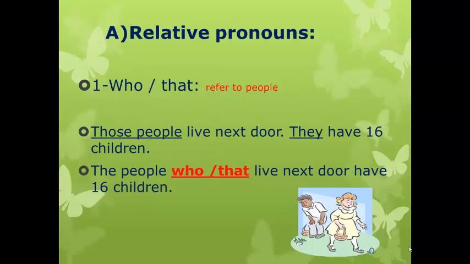The people who or that live next door have 16 children, with a full stop, one sentence. The second version has the same meaning as the previous two sentences, but we join them, we combine them into one complex, sweet sentence, as you can see. So we use who or that to describe or talk about people. Here we describe the noun, which is the subject of the sentence.